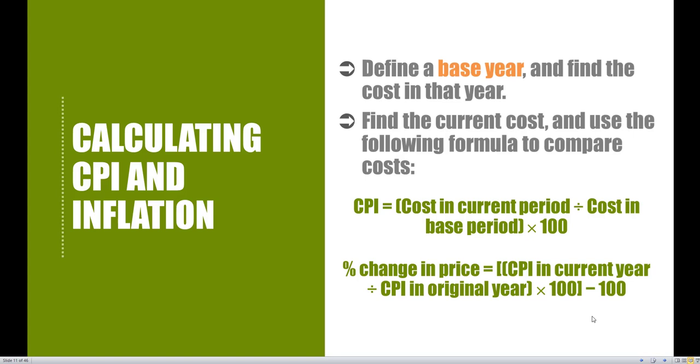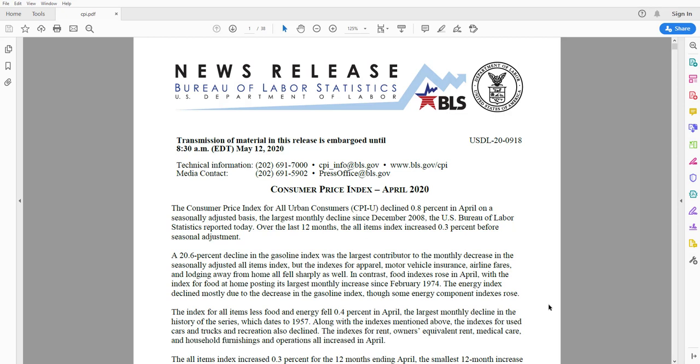As promised, let's take a look at how the BLS uses these two formulas with all of the data that they have in order to calculate the CPI and the inflation rate. If you're interested, you can Google BLS CPI, and they have a press release every single month that you can download, and they also have past ones as well.